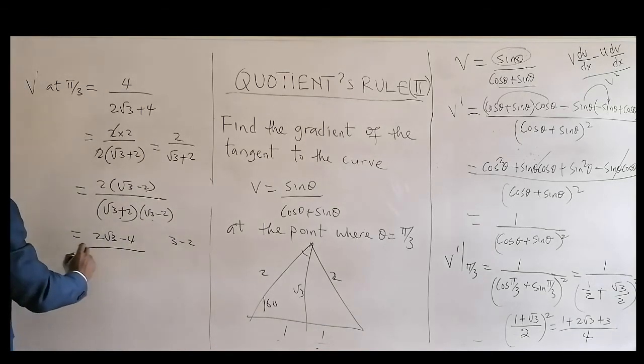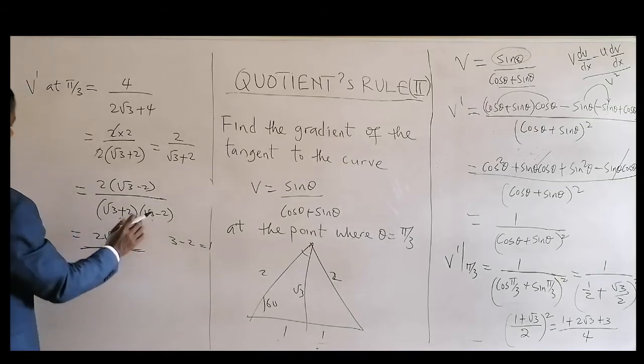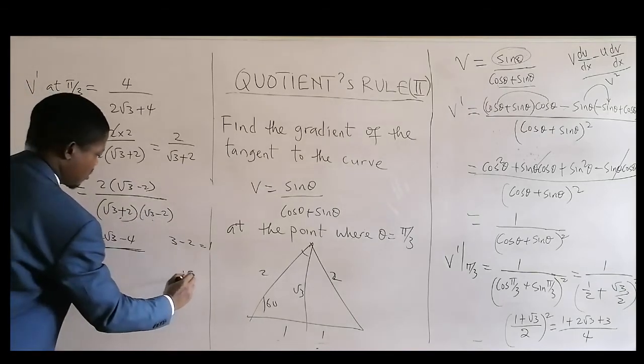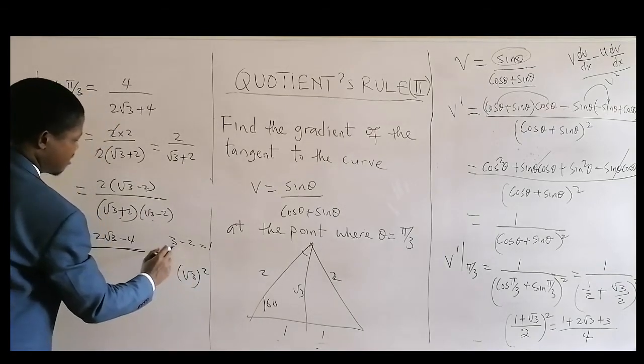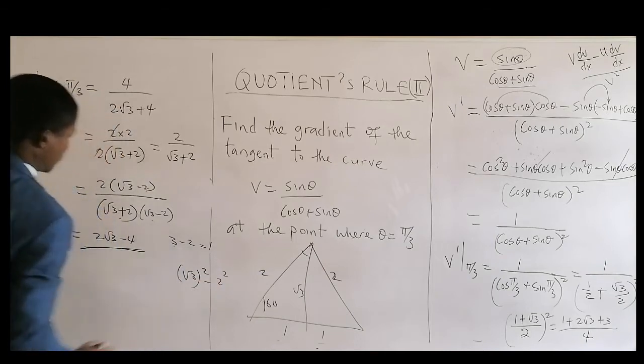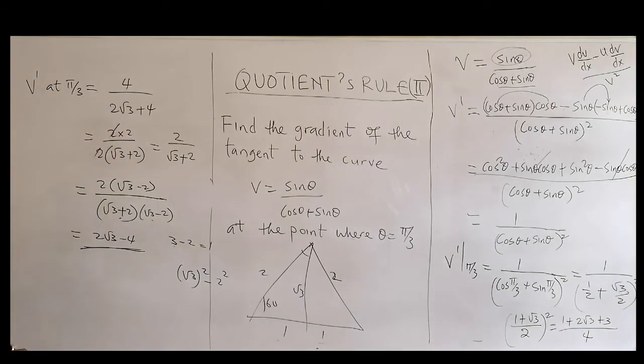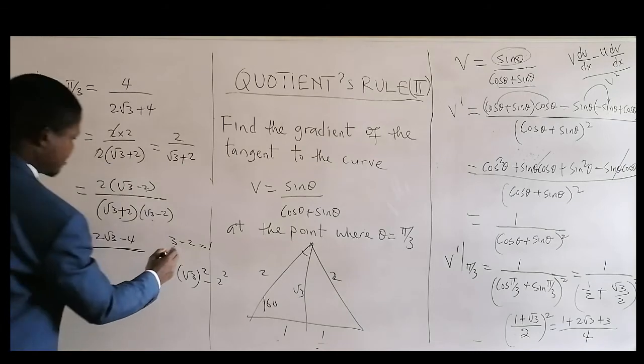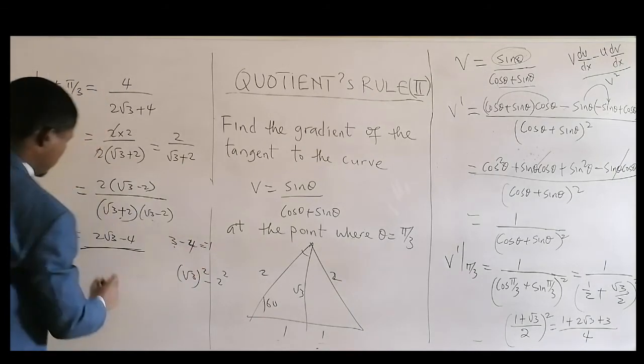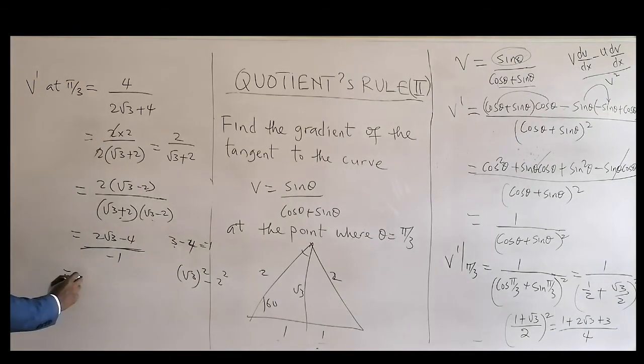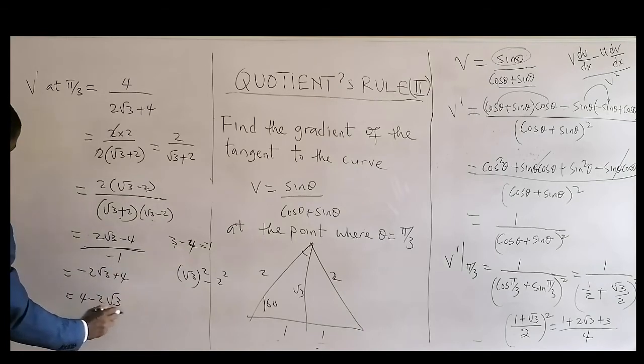So this is your answer. This denominator is root 3 squared, which is 3, minus 2 squared, that's 3 minus 4, that's minus 1. So this answer will now become minus (2 root 3 minus 4), which is equal to 4 minus 2 root 3. So that's 4 minus 2 root 3.